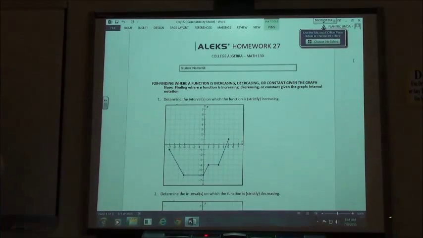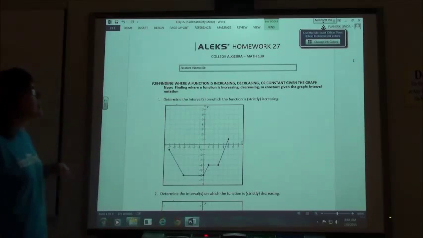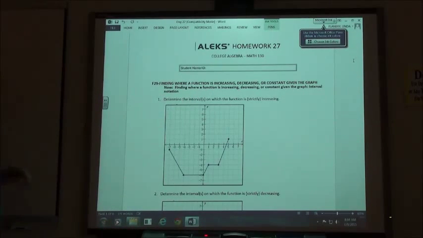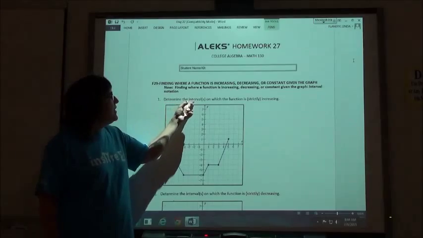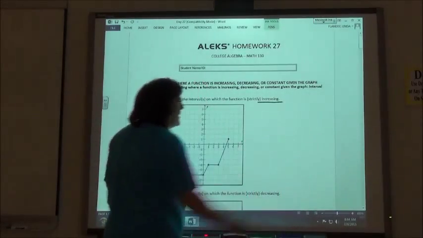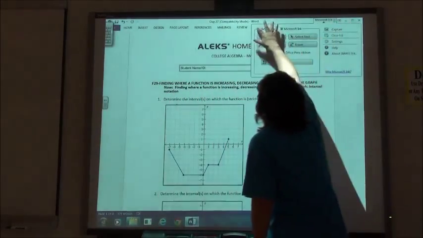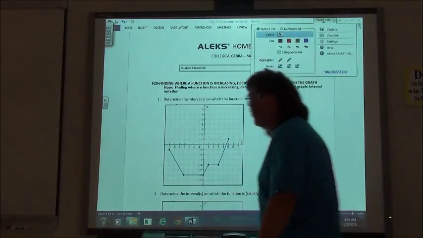So homework 27 starts off with looking at your function and where it might be increasing, decreasing, or constant given the graph. So on this one, it says determine the interval or intervals on which the function is strictly increasing. On the right marker.